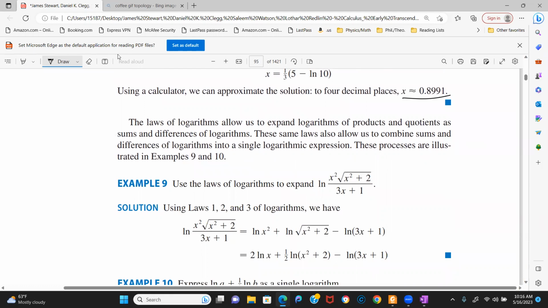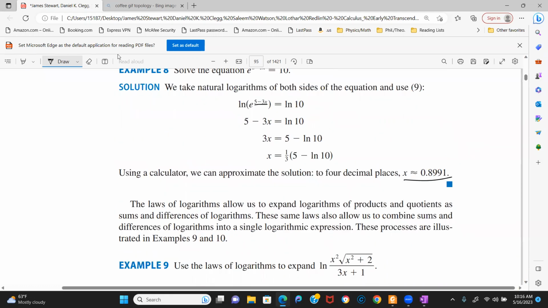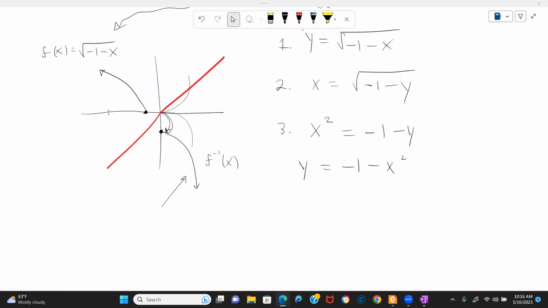So here we go. I'm going to do this one. This one's a little more complicated, so maybe I'll actually write the steps out. So we want to use the laws. This is example 9.